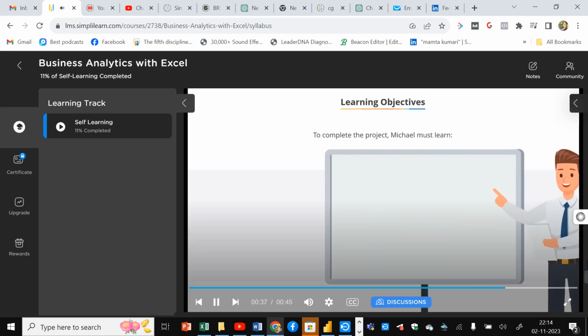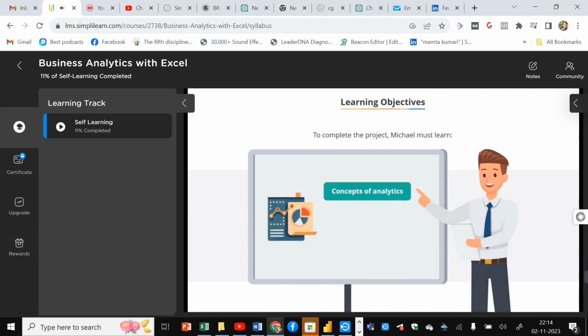To complete the project, he has to learn the concept of analytics, the types of analytics, and also the areas of analytics with relevant examples.